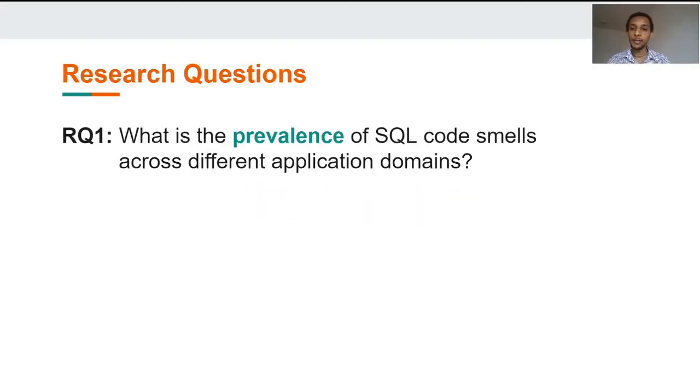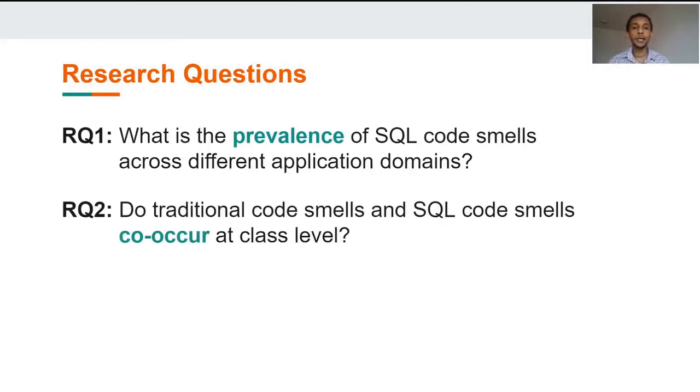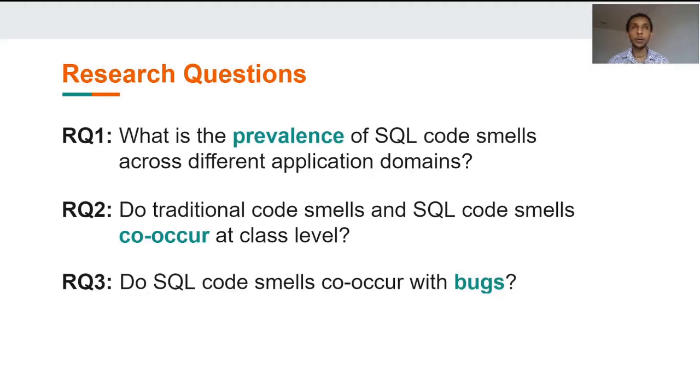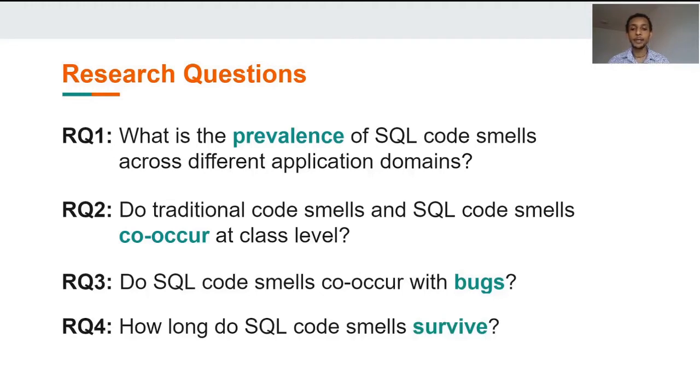In this paper, we answer four research questions. The first one deals with the prevalence of SQL code smells across different application domains. In the second one, we study the co-occurrence of SQL code smells with traditional code smells at a class level. And in the third one, we study the co-occurrence of those SQL code smells with bugs. And lastly, we discuss how long those SQL code smells survive. So we study the evolution of code changes in our sample projects and see if those SQL code smells are getting fixed as part of the evolution.